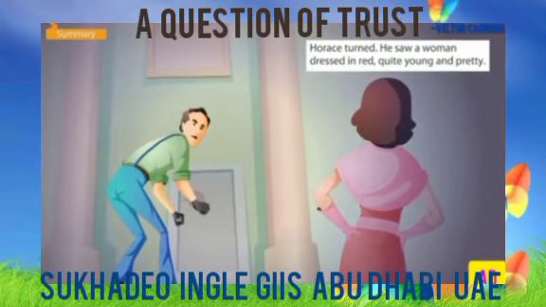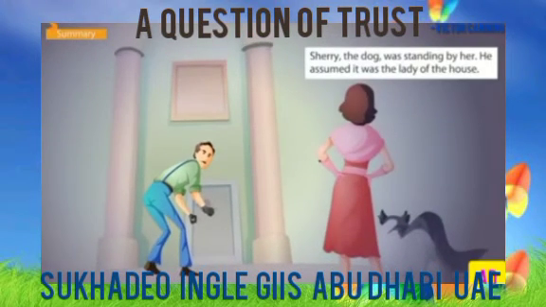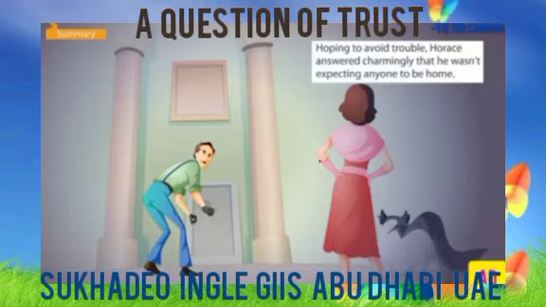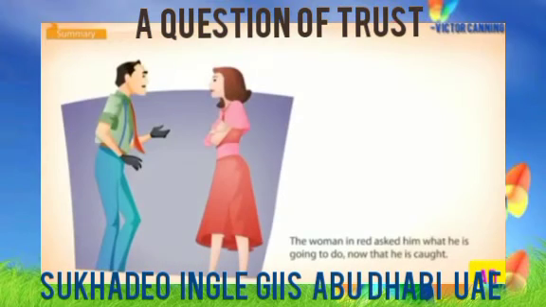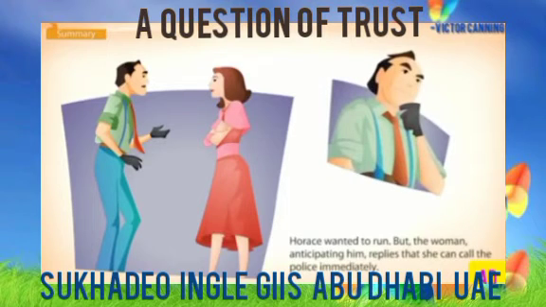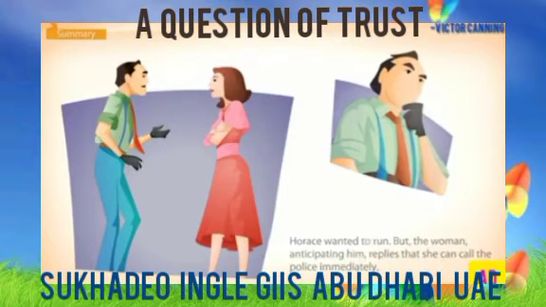Horace turned. He saw a woman dressed in red, quite young and pretty. Sherry, the dog, was standing by her. He assumed it was the lady of the house. Hoping to avoid trouble, Horace answered charmingly that he wasn't expecting anyone to be home. The woman in red asked him what he is going to do now that he is caught. Horace wanted to run, but the woman, anticipating him, replies that she can call the police immediately.